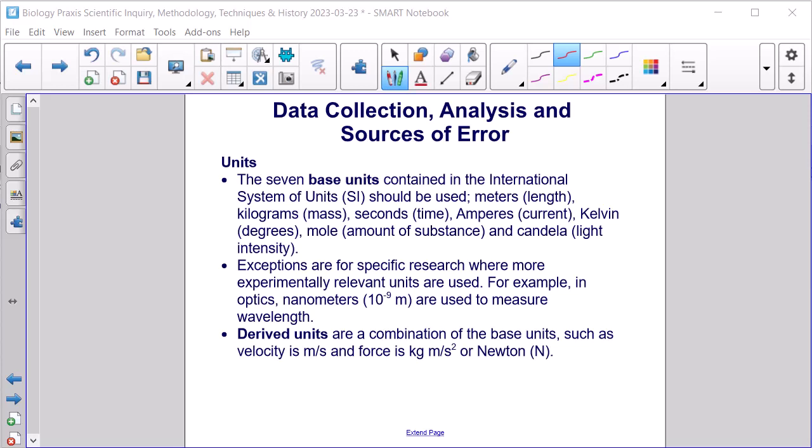For example, in optics, nanometers, or 1 × 10⁻⁹ meters, are used to measure wavelength. Derived units are a combination of the base units, such as velocity is meters per second, and force is kilograms meters per second squared, or a Newton.